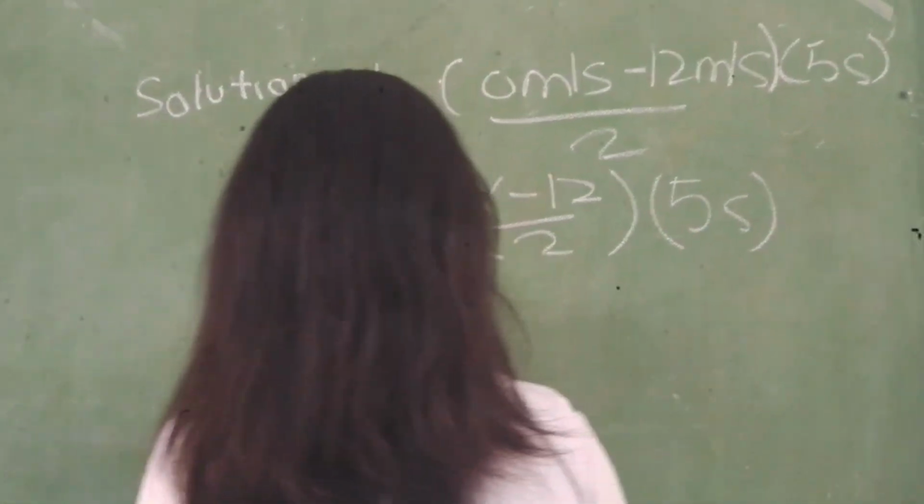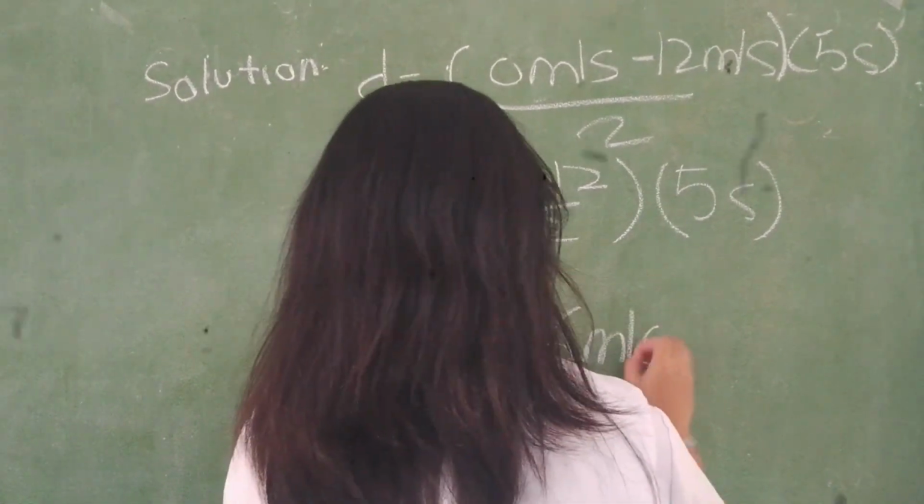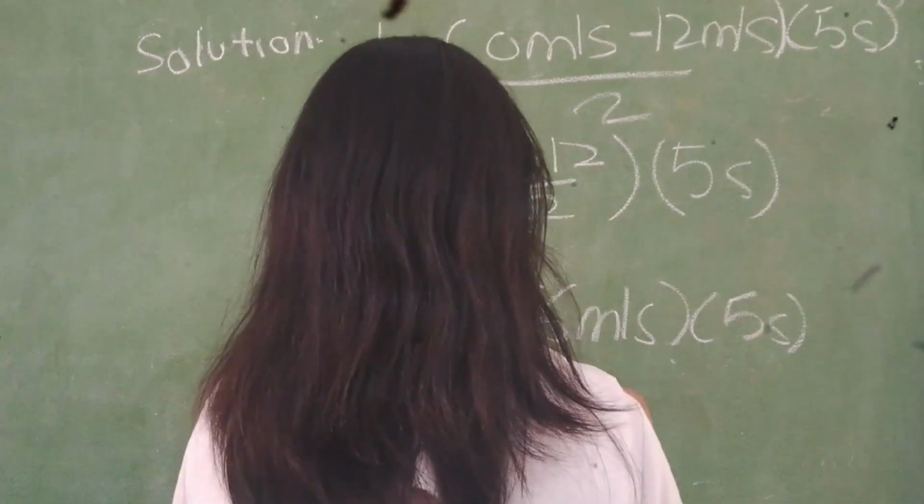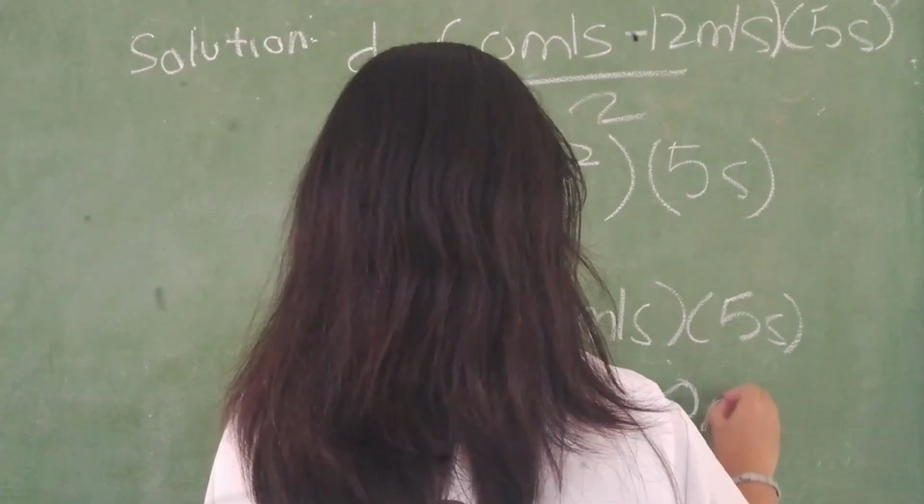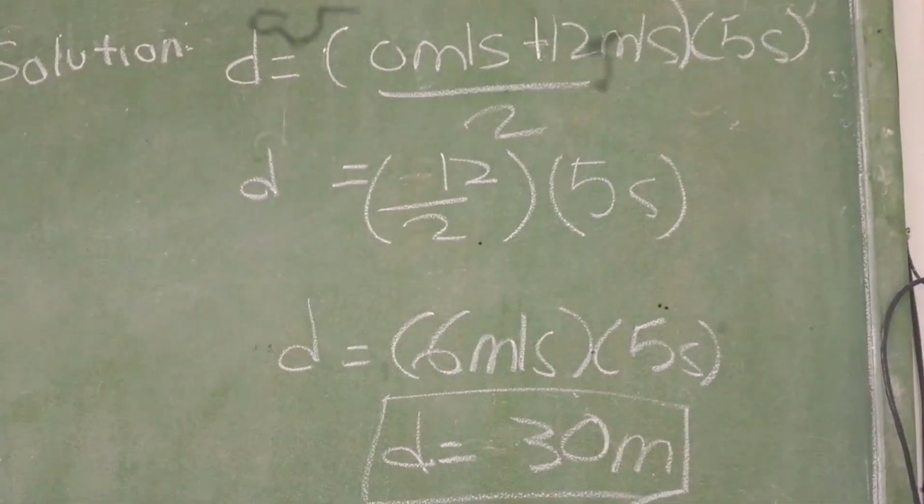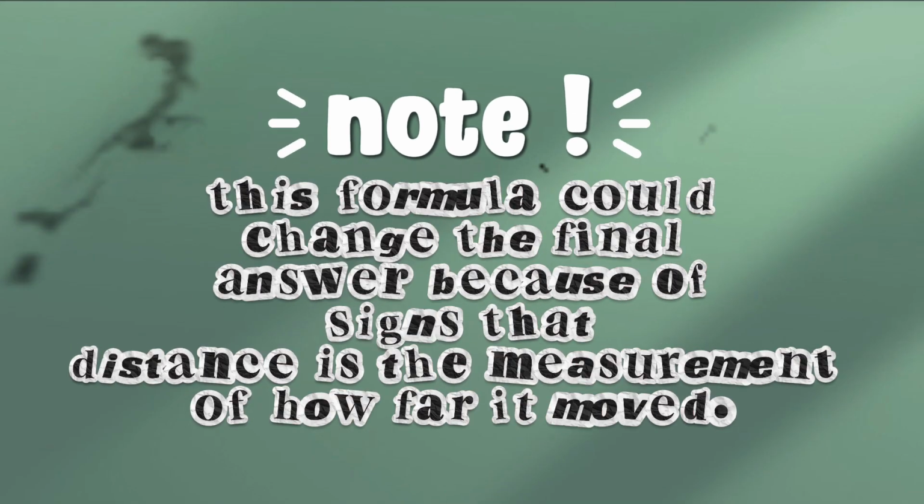The first thing we do is add 0 and 12. Since it's 0, it will remain as 12. Then, simplify the fraction. 12 divided by 2 gives us 6. Then, we will multiply 6 times 5. 6 times 5 equals 30. Therefore, the total distance the table traveled before coming to a stop is 30 meters. Notice that our answer is positive because distance is a measure of how far the object moved regardless of direction.